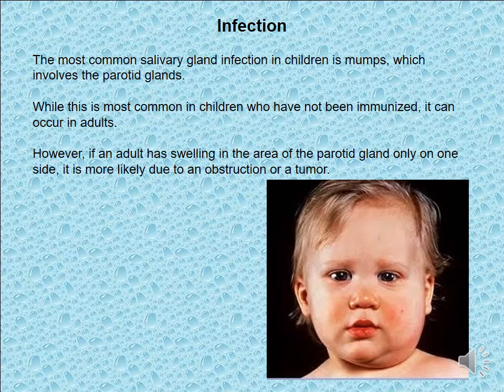However, if an adult has swelling in the area of the parotid gland only on one side, it's more likely due to an obstruction or tumor. In fact, mumps is bilateral, so if swelling occurs on one side of the face, in one parotid gland, it is not mumps, but mainly obstruction of the duct or a tumor, benign or malignant.